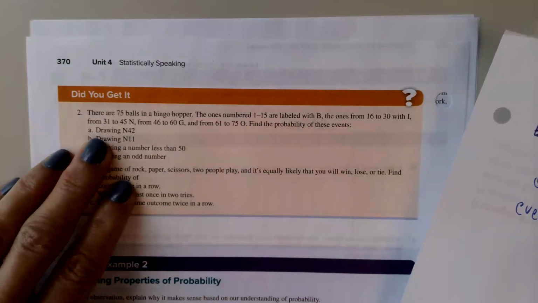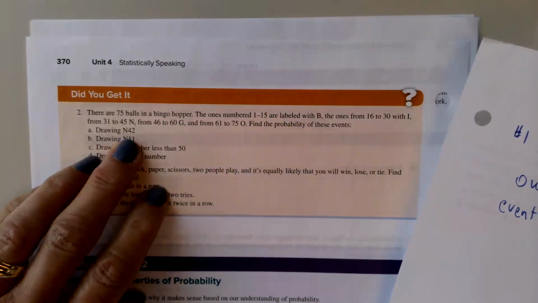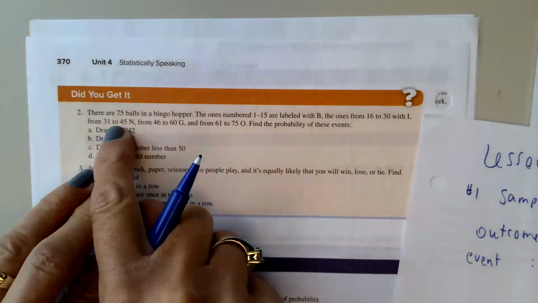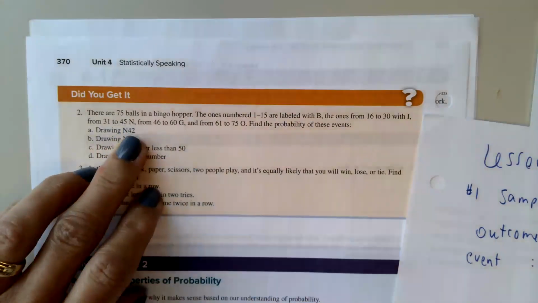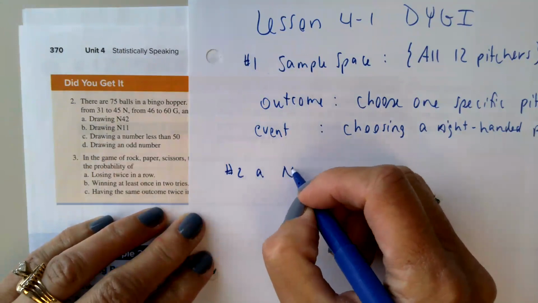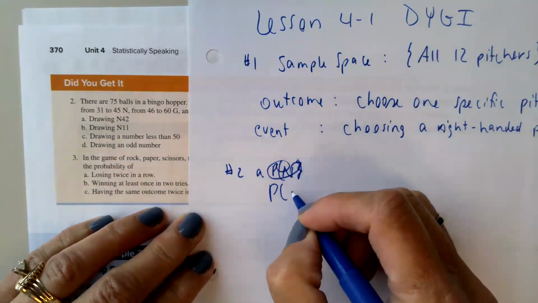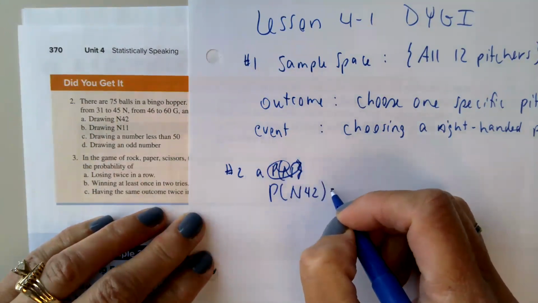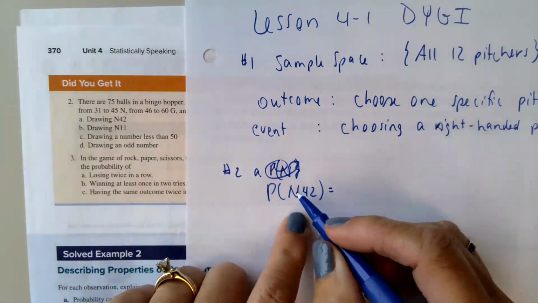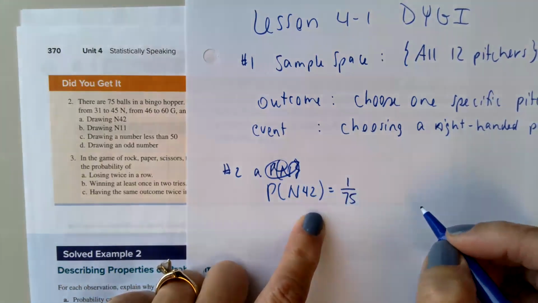What is the probability of drawing N42? Well, N42 is a specific ball, and it's an N because it's in the range of 31 to 45. So it's N42. So there's only one of those. So let's rewrite this. We're going to write this as the probability of N42. That's how we write that. The probability, P for probability, and then what you're finding the probability of in the parenthesis. And because there's only one out of the 75 outcomes, that's how we would write that.